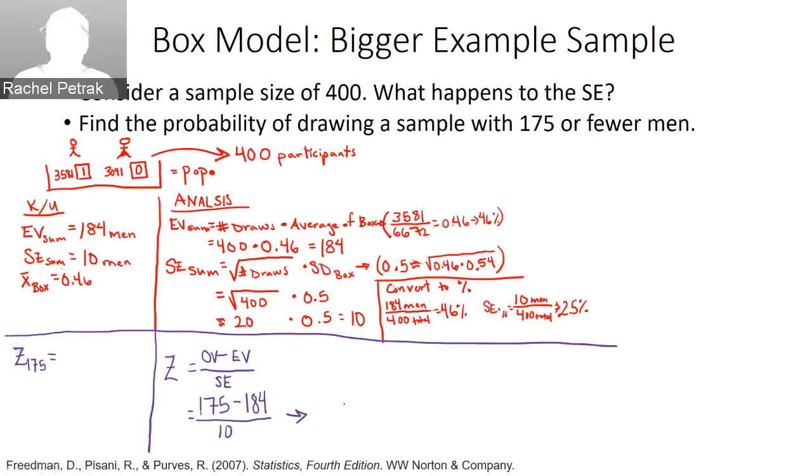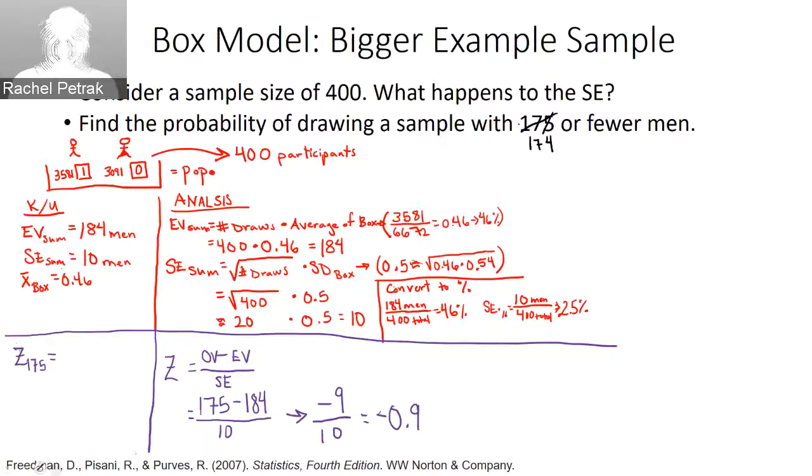Thus, 175 minus 184 is negative 9, over 10, which simplifies to negative 0.9. I should have made that 174. In fact, let's do that. Let's just make a real-time edit here for the sake of easier mathematics, and we'll make this 174.